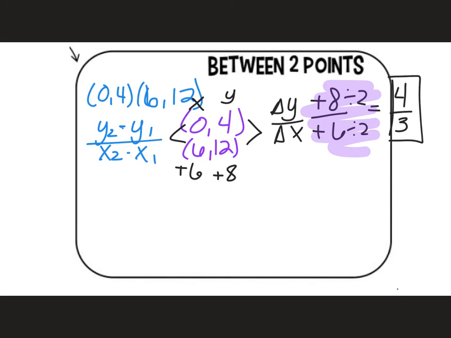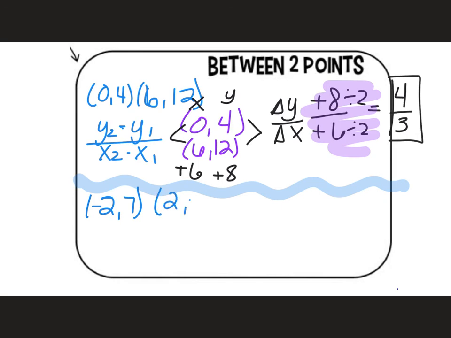All right, let's look at our next set of ordered pairs. All right, our next set of ordered pairs, I have negative 2, 7, and 2, negative 1. Again, I'm going to stack them. So when I stack them, I'm going to have negative 2, 7, and then 2, negative 1 on top of each other. I'm still going to find my change in y over change in x.